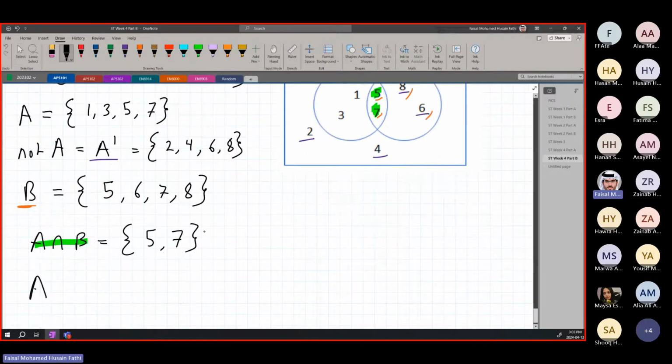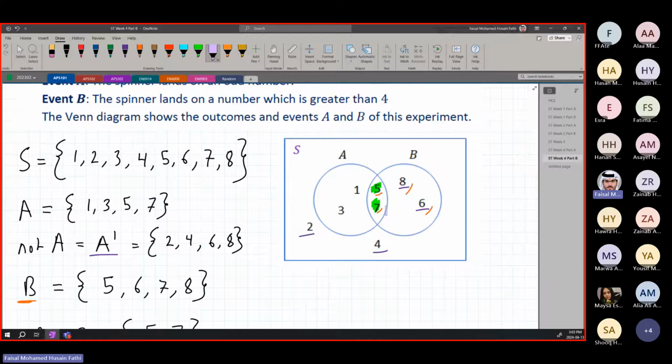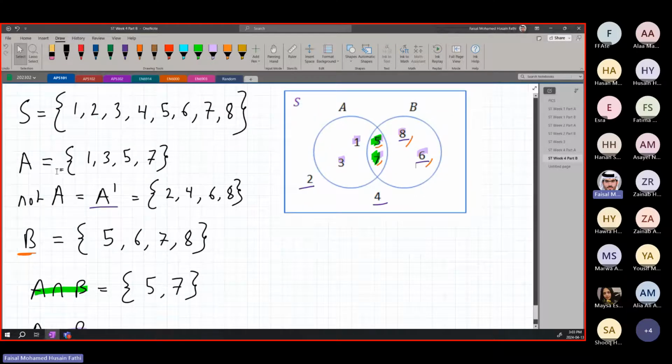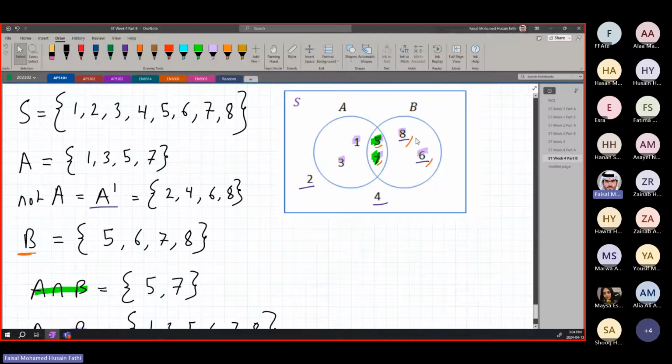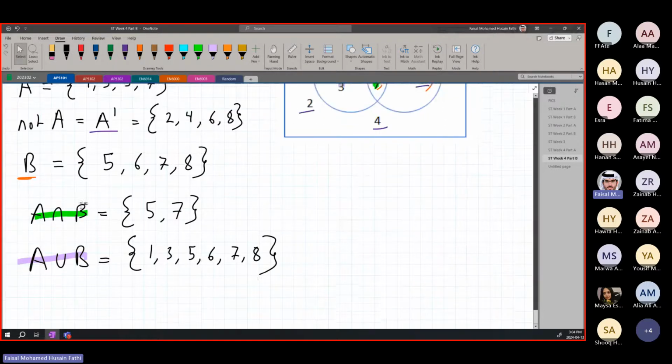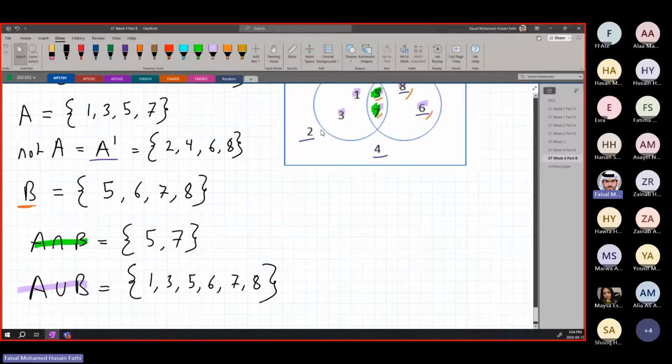The other question says, what is A union B? So A union B, remember, is basically everything that is between A and B. And remember, if you're looking at it from here, it should not be repeated. So the 5 and 7 are repeated values. We're only going to write them once, because they're common in between them. So A union B is 1, 3, 5, 6, 7, and 8. It is all the values inside A and B together. That is union. So intersection is whatever they have in common. Union is all the values.